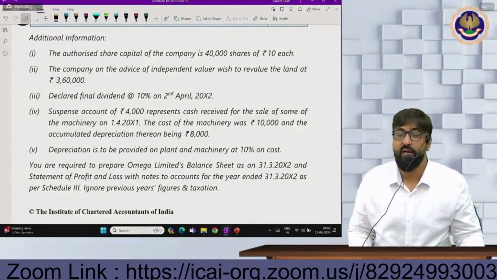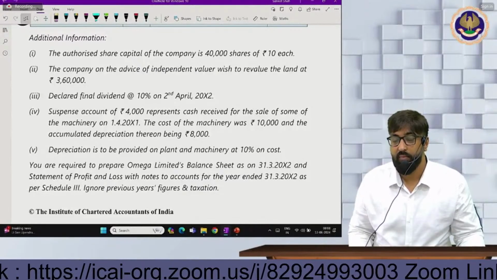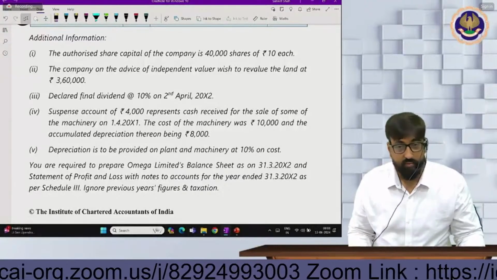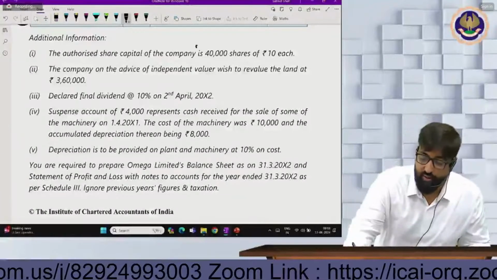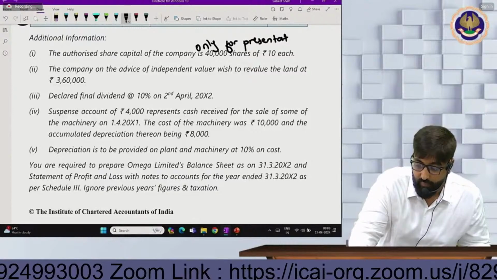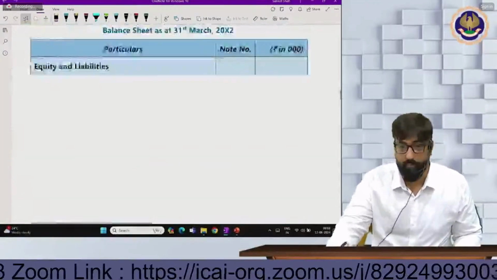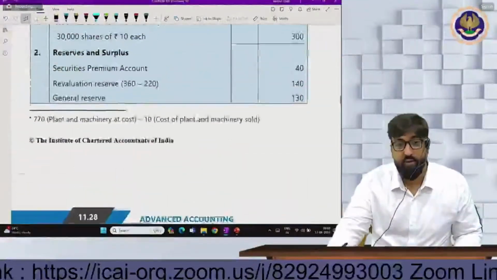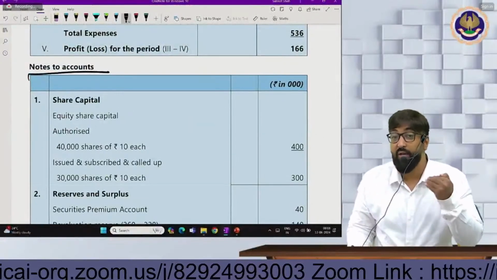Authorized share capital of the company. Why is it given? Nidhi ji, why is the authorized capital given? Sir, it is written how much has been issued out of the authorized. So you can write this over there only for presentation. When we prepare the share capital note, there are some notes to accounts where you have to write your note numbers.